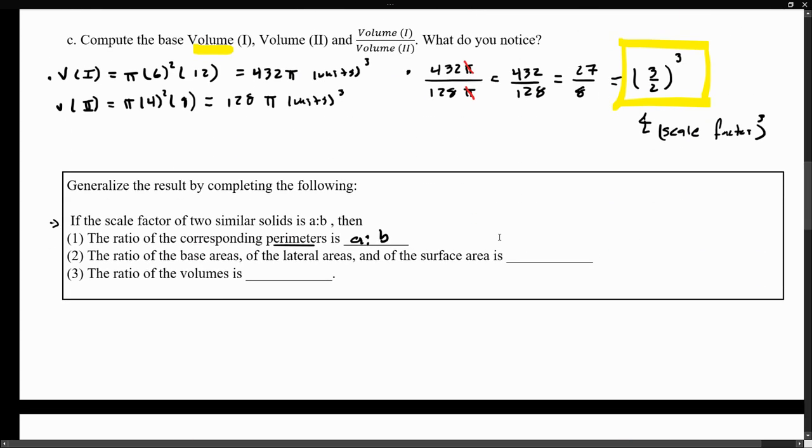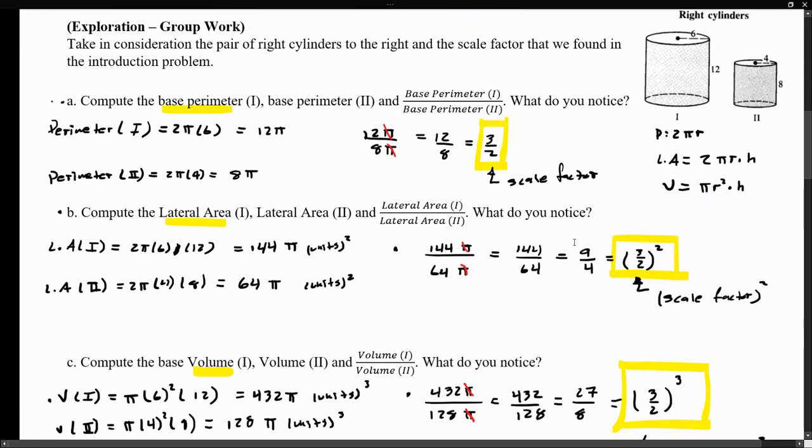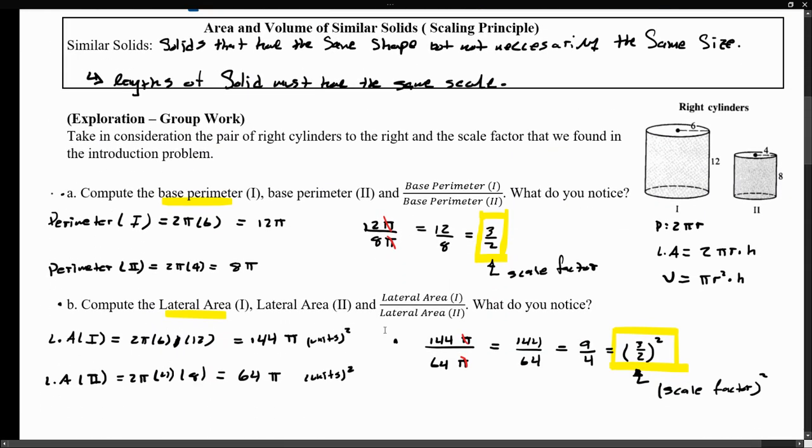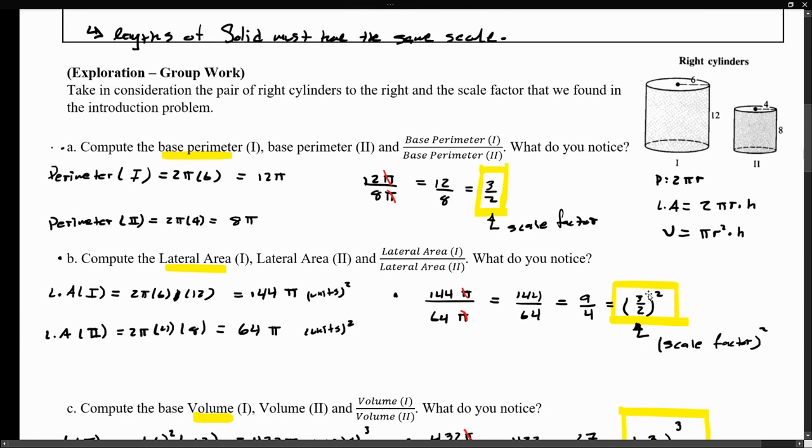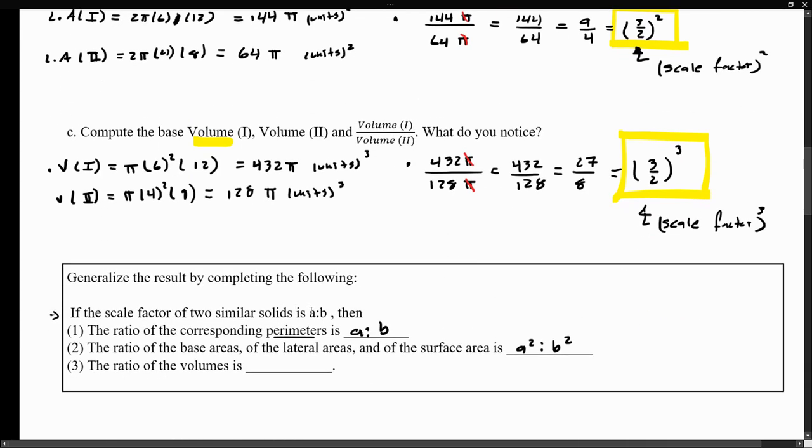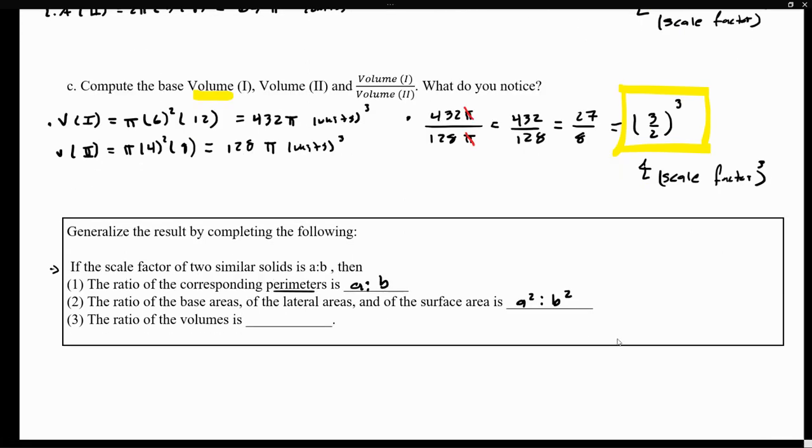Now, the ratio of the base areas, of the lateral areas, and the surface areas is going to be equivalent to A squared with B squared. So what are we saying here? Well, if my scale factor is 3/2, then the proportion among the lateral areas is 3/2 squared. So at least in this generalization, if the scale factor has a ratio of A over B, then the ratio among the surface areas is A squared with B squared. And for the volumes, that's going to be A cubed with B cubed.